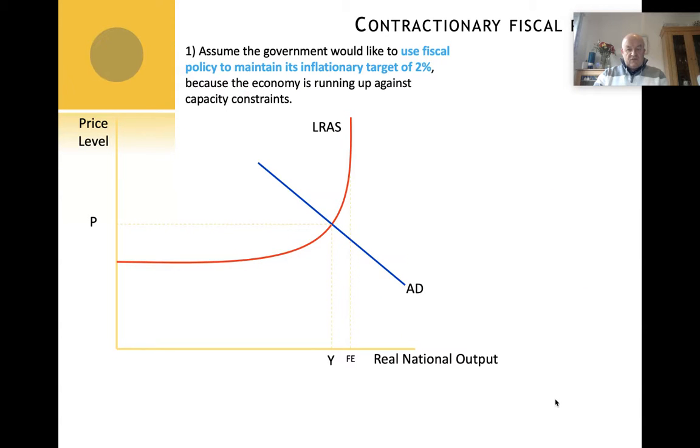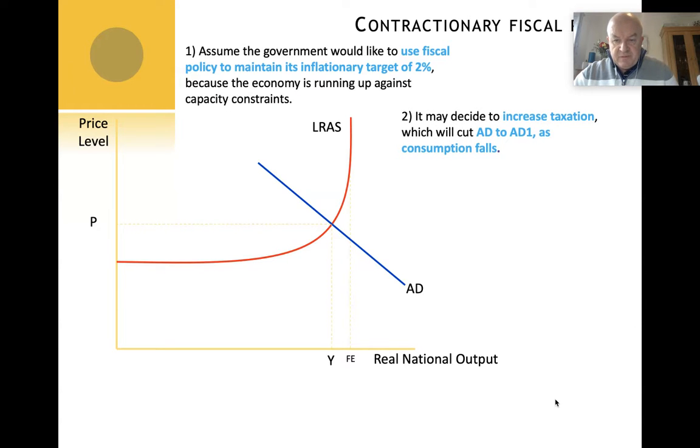Let's look at contractionary fiscal policy now then. So this is where the government might choose to use fiscal policy and contract the economy to some degree to try to help achieve its 2% inflation target, because in this case maybe the economy is running up against capacity constraints. So it might choose to increase taxation, and that would mean that we'd get a cut in AD from AD to AD1 as consumption falls.